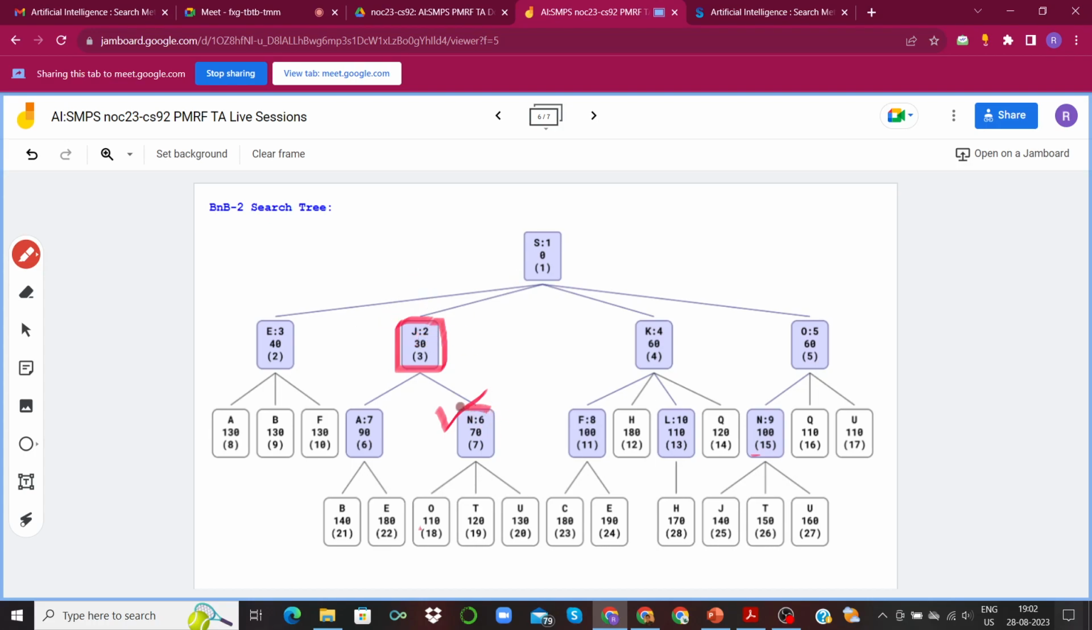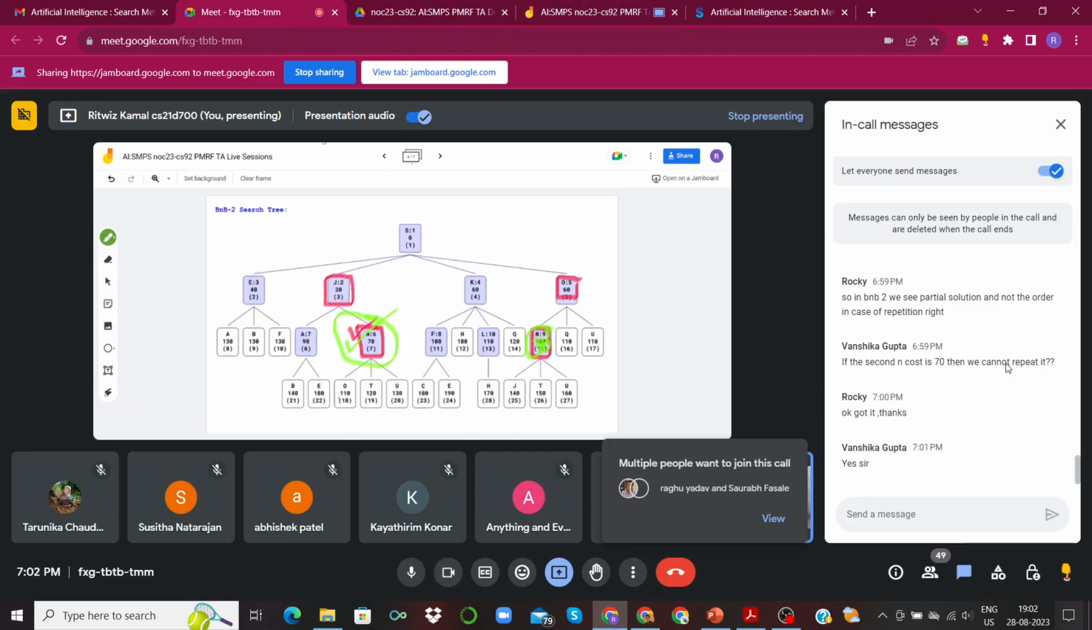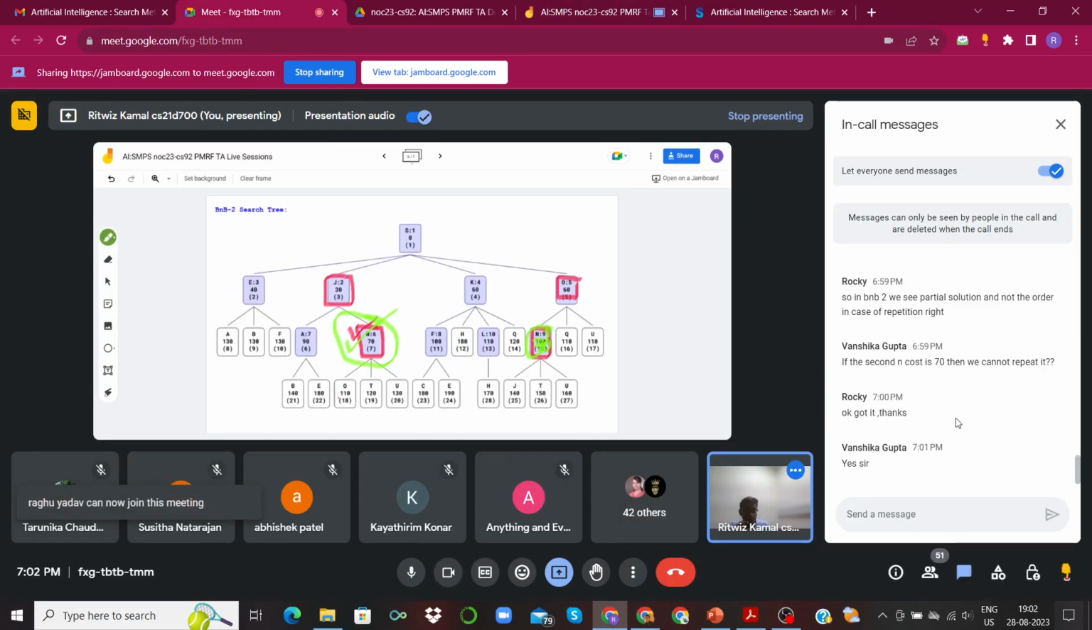Okay, and j was refined second, right? So this n would have a place in the open list much before this n, because this n was added when we refined o, and o was refined much after j was refined. So in a sense you could say that this n is older than this n. That's why you will choose to go with this n, even if this cost was 70. Does that answer your query, Vanshika?